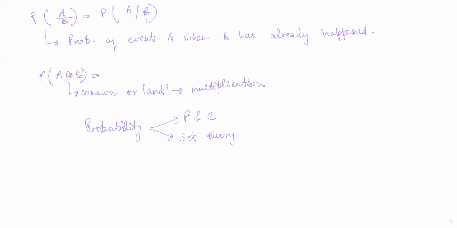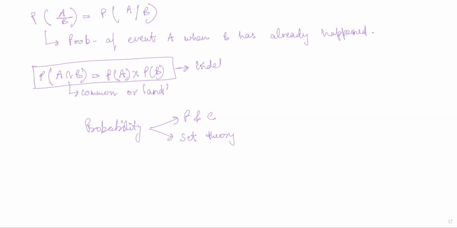So probability of A intersection B tells you the probability of happening of A and B together, that is, A will be happening as well as B will be happening. So in case of independent events, P(A intersection B) is equal to P(A) into P(B). For two events, if the probability of A intersection B, that is A and B happening together, is P(A) into P(B), in that case, you can say that the events are independent.